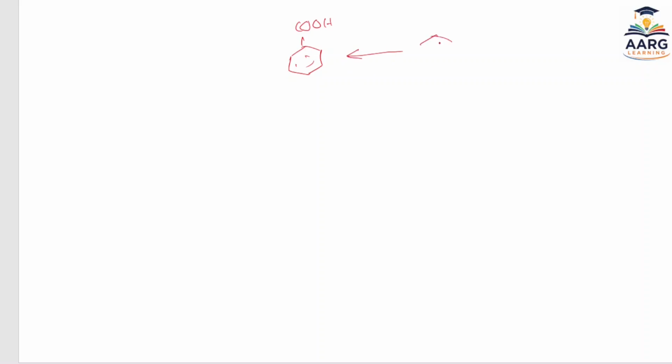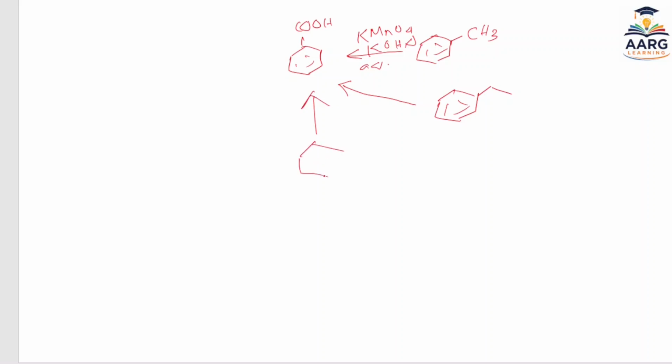So this CH3 will be converted to this one in the presence of basic KMnO4, in aqueous KOH under heating. Under the same reaction, if it is ethyl, then also it will give the same carboxylic acid. If it is isopropyl, then also it gives the same carboxylic acid with the same reagent.